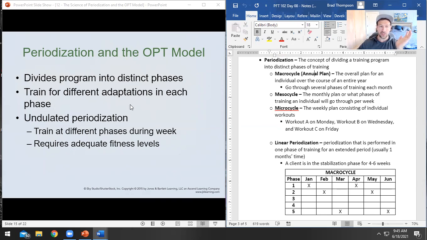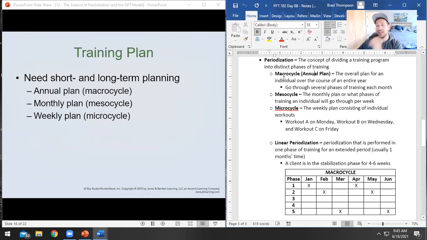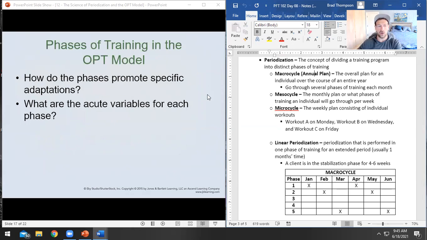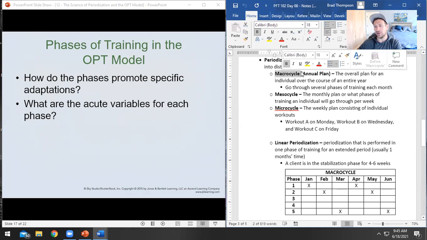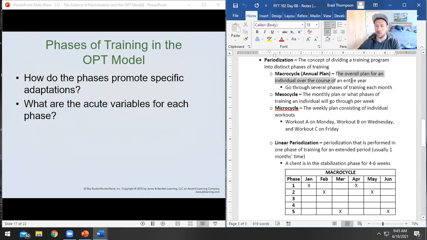So there's a couple different ways that you can approach this. When we look at the annual plan, you can see here, this is called a macro cycle. And they'll use these interchangeably, so you have to know both definitions here. They'll call it a macro cycle, or sometimes an annual plan. But the macro cycle, remember, macro means big, right? So a macro cycle is the overall plan for an individual over the course of an entire year.